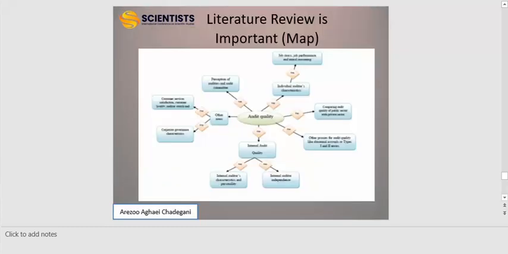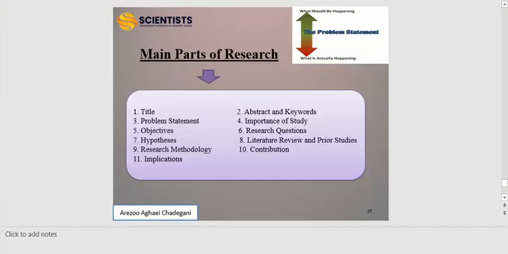Here you can see a map. This is the literature review map. When you review the literature on your topic, on your issues, you can make a plan, you can develop this map, which is a very important guideline for writing an article and your research report.